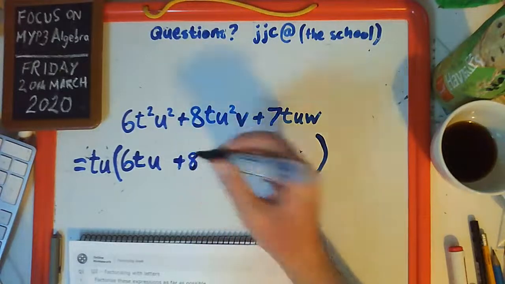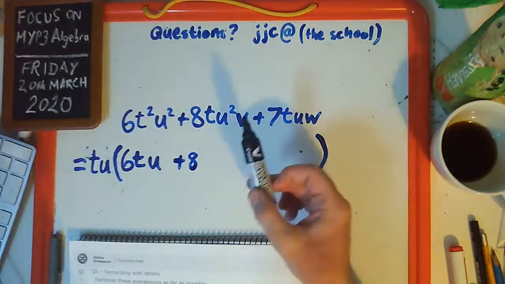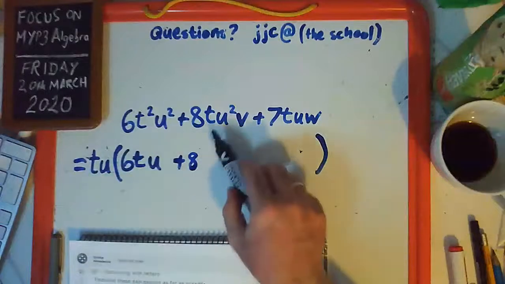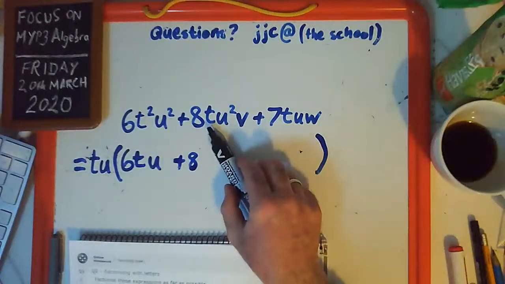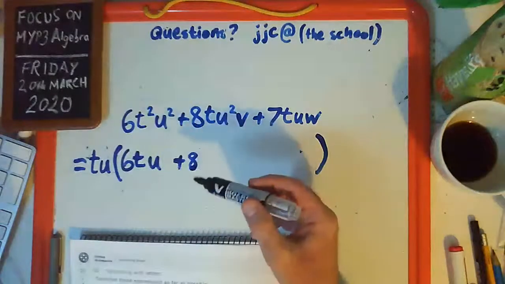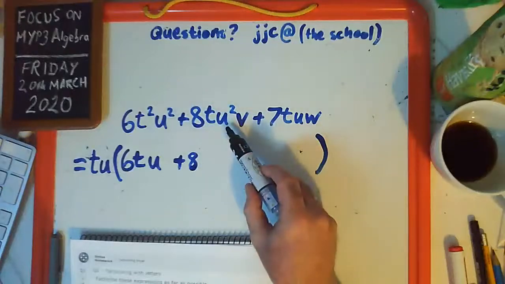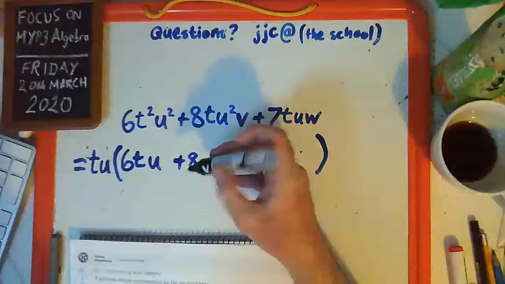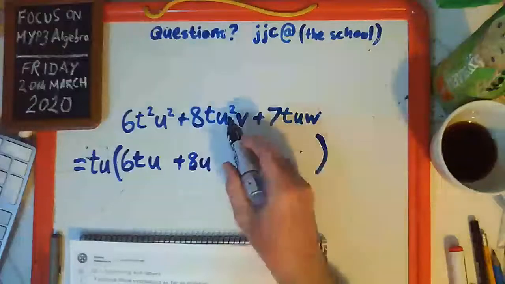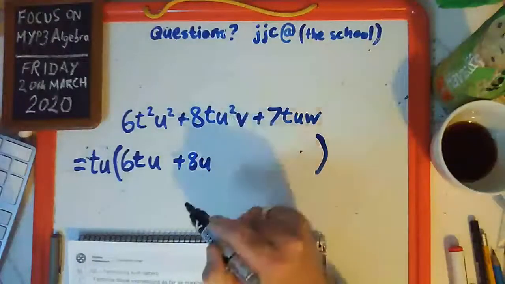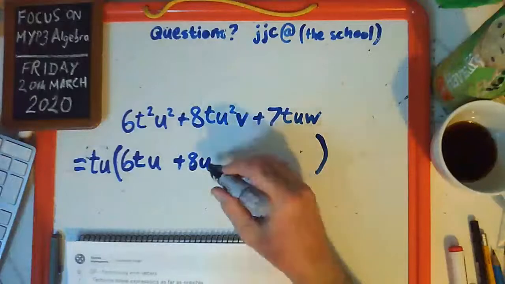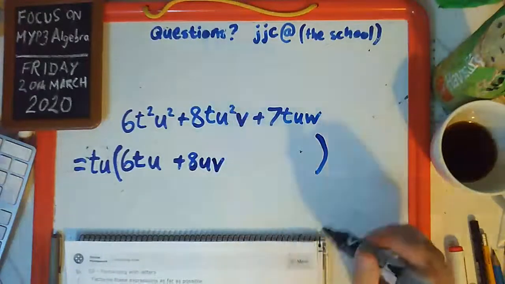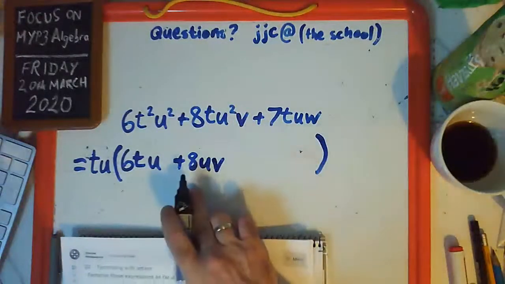Then I'm asking myself, tu times what inside the brackets will give me 8tu squared v. Obviously, I'm going to need an 8 there. I don't need to do anything with t because there's a t there and I've already got a t. But then I'm trying to get a u squared, so I'm going to need to multiply the u that's there by another u to get the u squared. And then finally, I want that v on the end, so I'm going to have to multiply the whole thing by v. So the next term is 8uv.